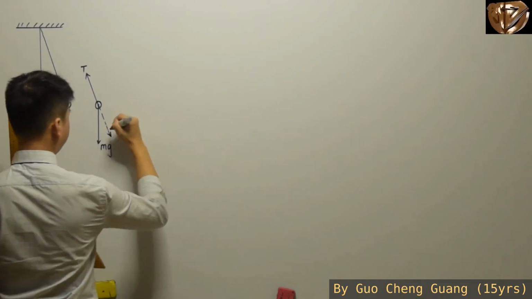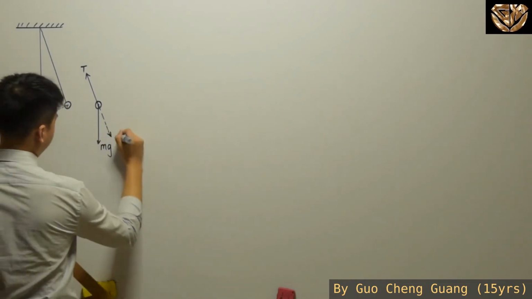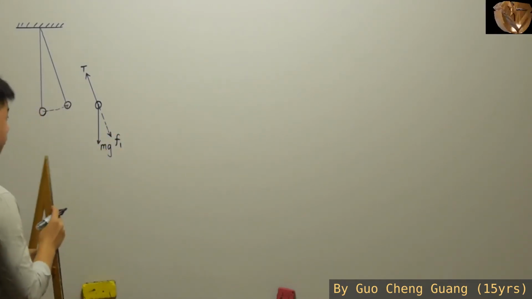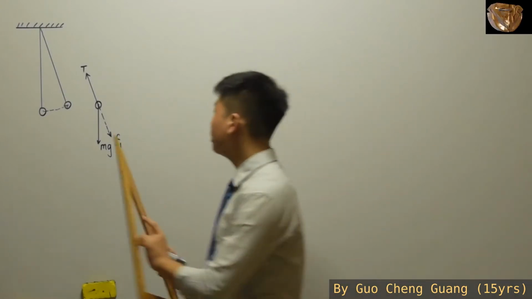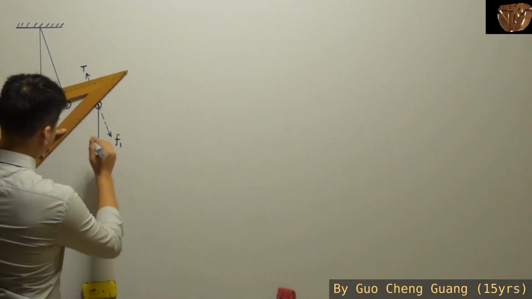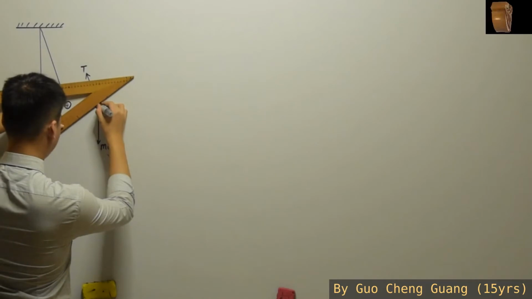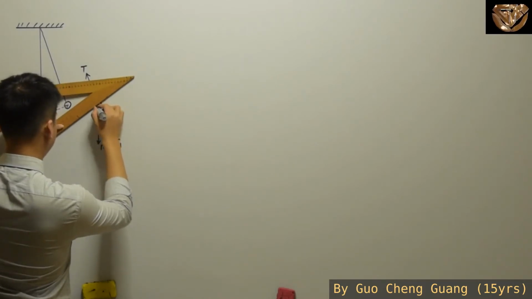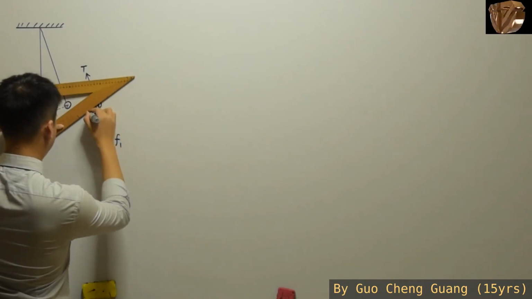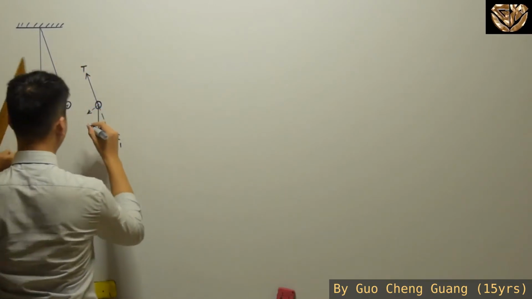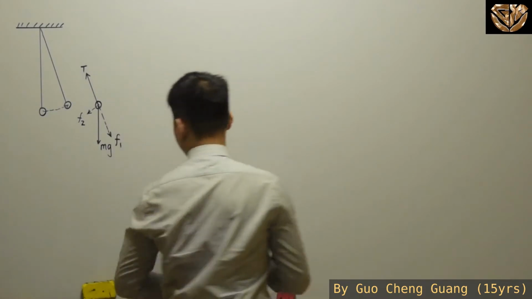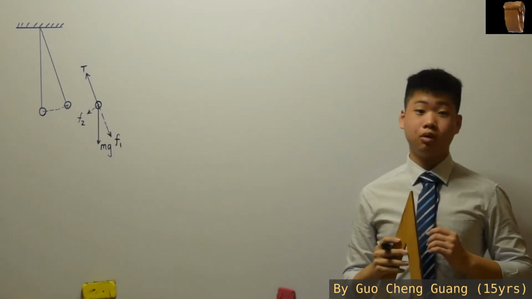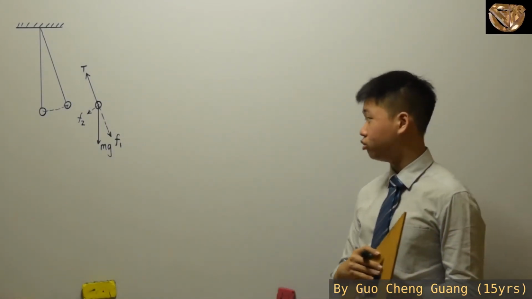Alright, so a component here, let's say we call it f1. And of course, when you have this component, you have another component that is perpendicular to it. This perpendicular component would be the second component for your weight. Let's call it f2. So we have separated weight into two separate components, f1 and f2.